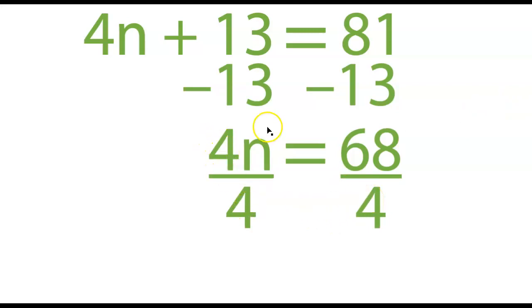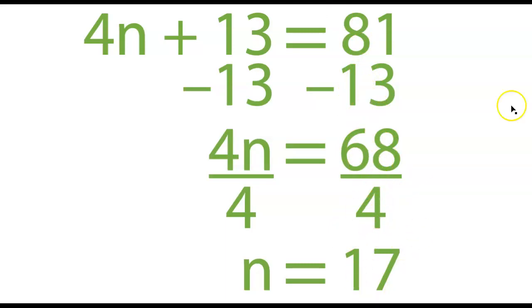The times 4 divided by 4 will cancel out. N should be left by itself. And that's the whole point, because we wanted to solve for what n equals. N in this case would equal 17. And again, you can do all this scratch work, 81 minus 13, and 68 divided by 4. All that stuff would be done in a separate space.